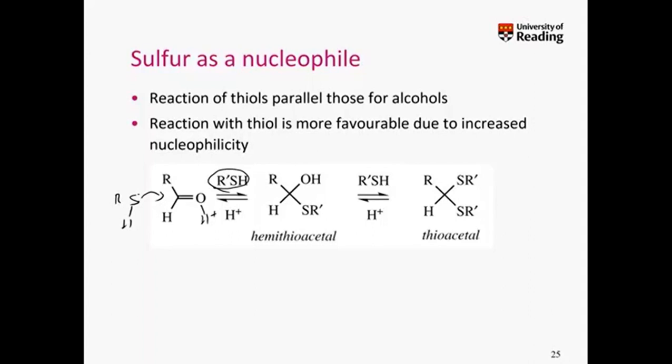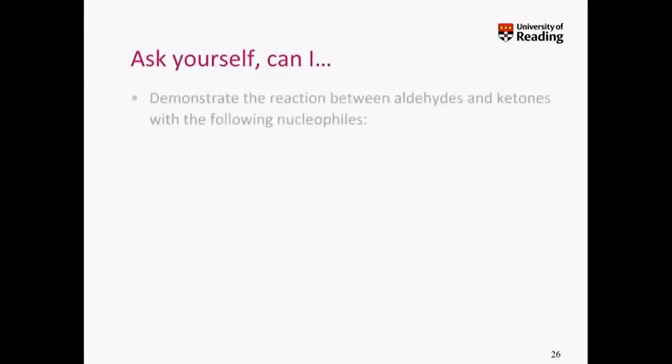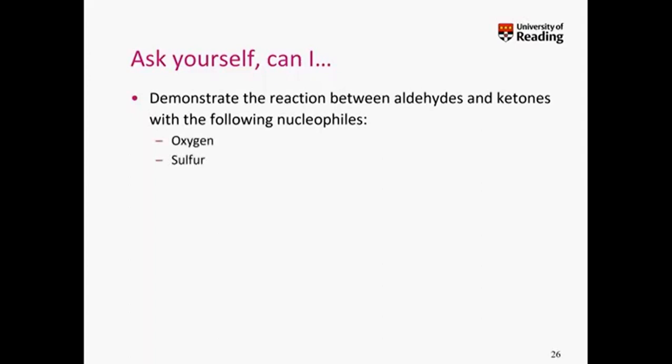If you see examples, and again, when you start looking at drugs, you see some that will have thiols in them. If we think back, there is a thiol in one of the amino acid structures. So this kind of reaction can occur within protein active sites, for example, because you have a thiol there. You also have ones where you have OH groups there. So, after this, what you need to be able to do is make sure that you can demonstrate the reaction between the aldehydes and ketones with oxygen and with sulfur.